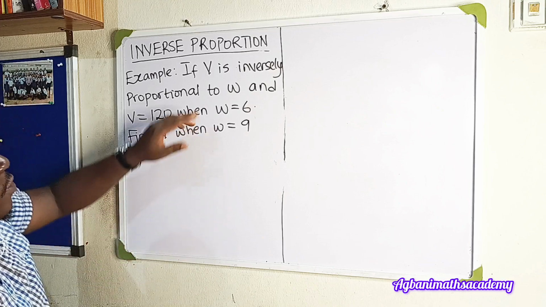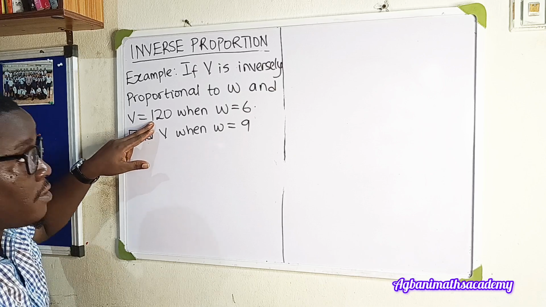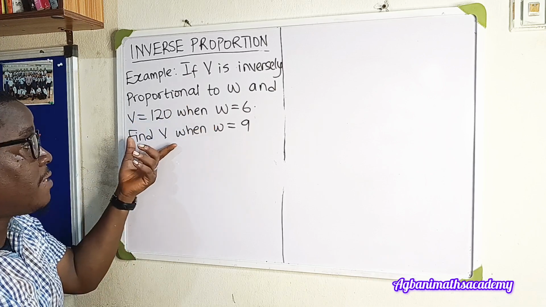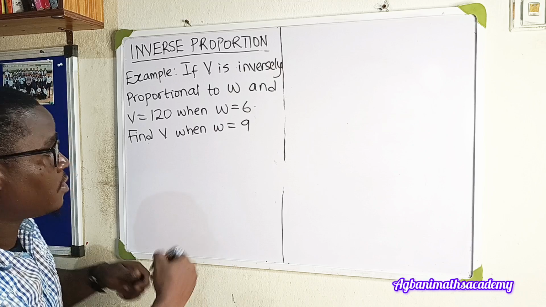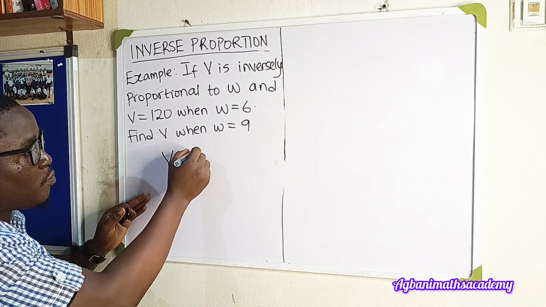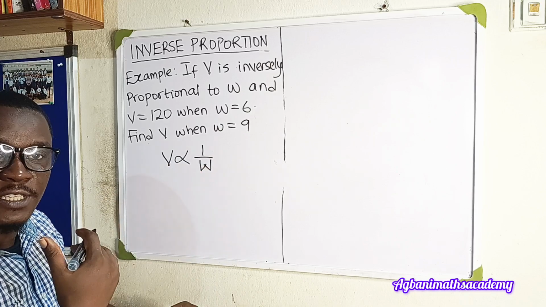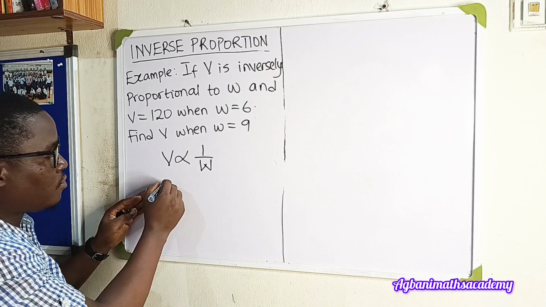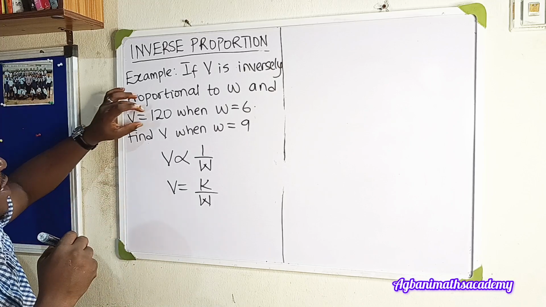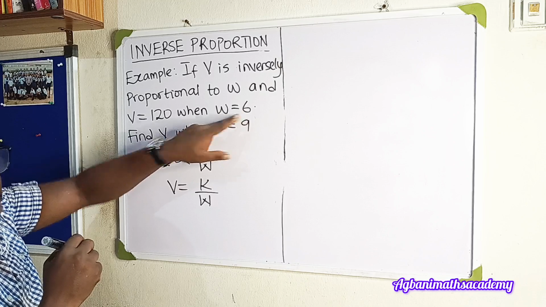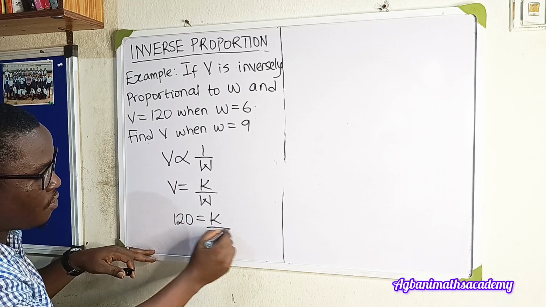Okay, so let's look at this example. We are told that if V is inversely proportional to W and V is equal to 120 when W is equal to 6, find V when W is equal to 9. So this is a question on inverse proportion, right? So we can simply write V is inversely proportional to W. So W is a denominator. But we have to remove the proportionality sign. So V is equal to K all over W. We are told that when V is equal to 120, W is equal to 6. So we have 120 is equal to K all over 6.